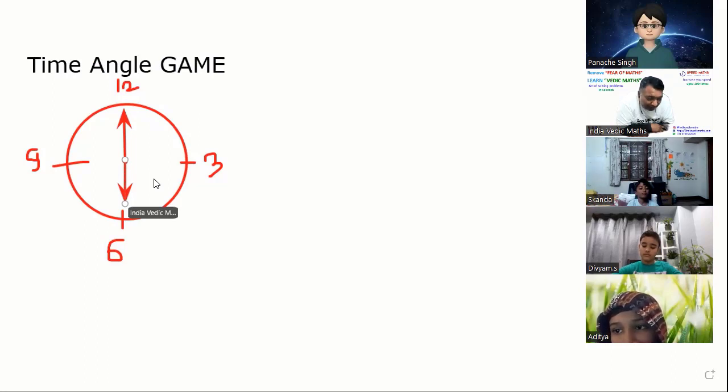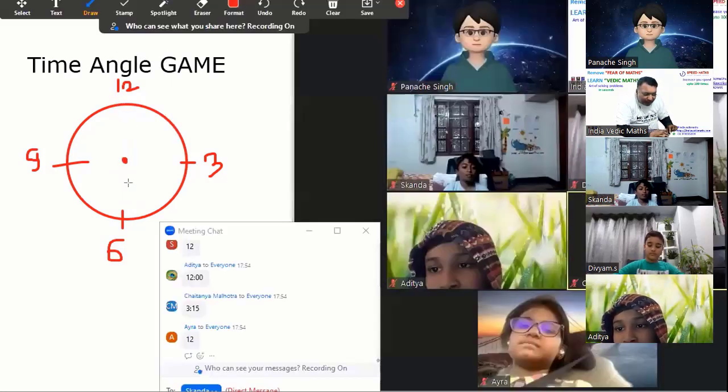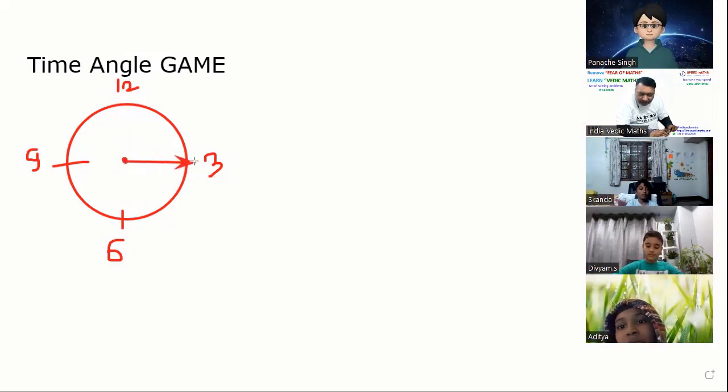3:15, no. Chaitanya, you're making the same mistake. At 3:15, what happens? Let's look again. Your bigger hand is at 3, right? The minute hand. But Chaitanya, will the shorter hand be at 3, or will it be a little far from 3? Will it be here or not?